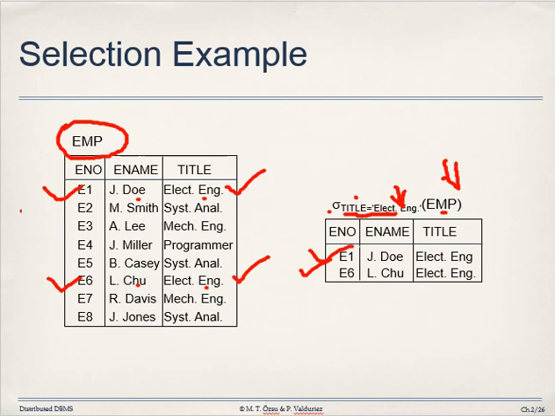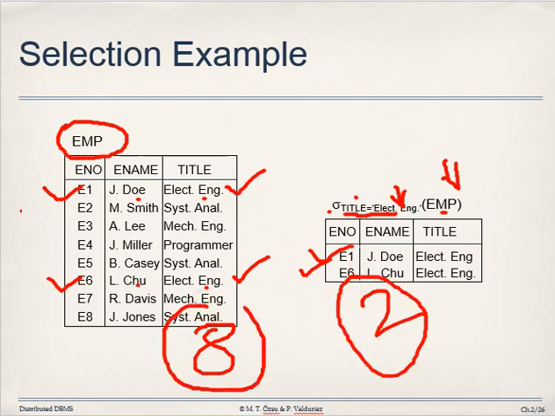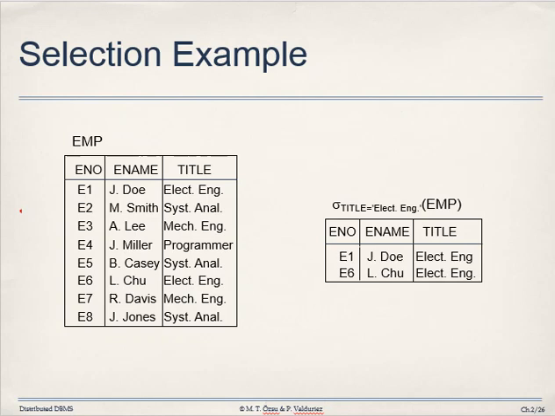So here how many records do we have? In total we have 8 records, and how many records will we get in the result? 2 records. So these 2 are a subset of our relation employee, because employee has 8 records and our result table has 2 records. 2 records by specifying this condition, the title is equal to electrical engineer.